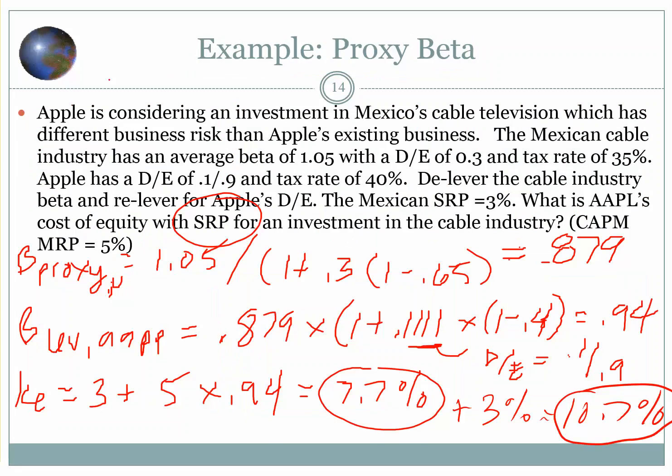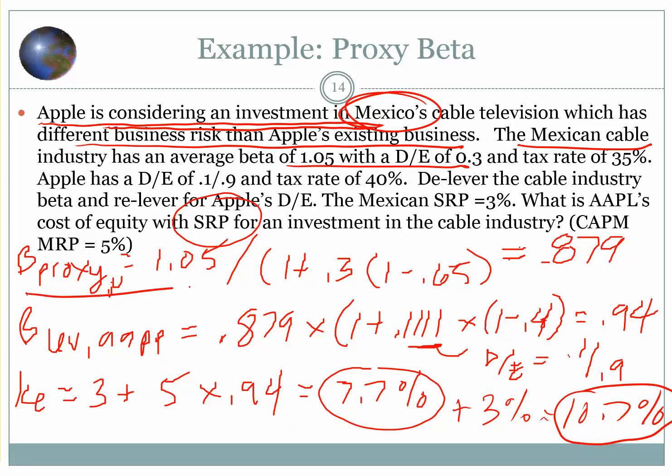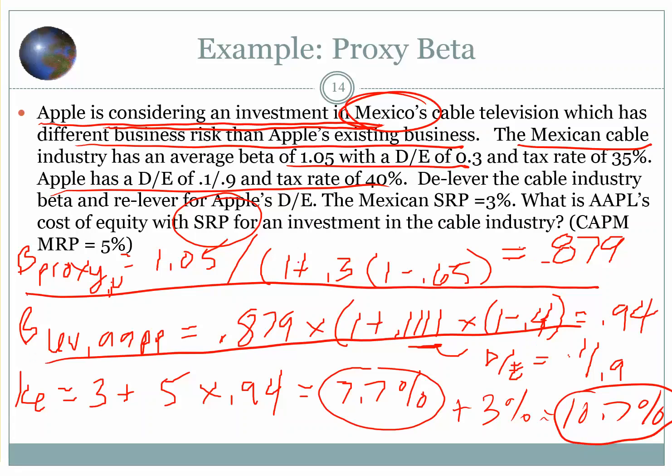So here's an example of using a proxy beta. And actually, I just stole this example from the last topic. But say Apple is looking at investment in a Mexican cable business that has different risk than Apple's existing business. In this case, I would just find a Mexican cable company's beta, unlever it, and then re-lever it for Apple's D/E ratio, and then I'd plug it into my CAPM formula to get a cost of equity.